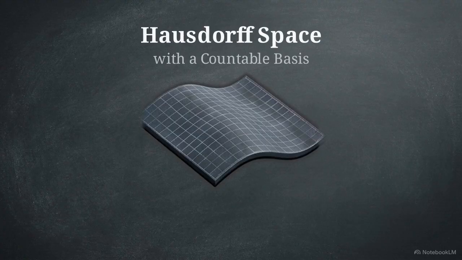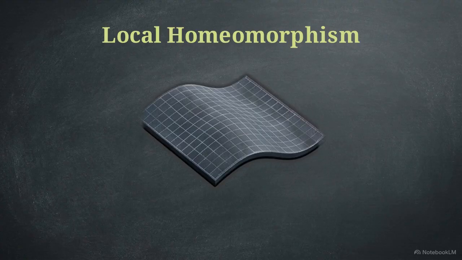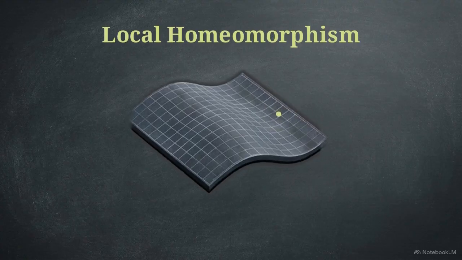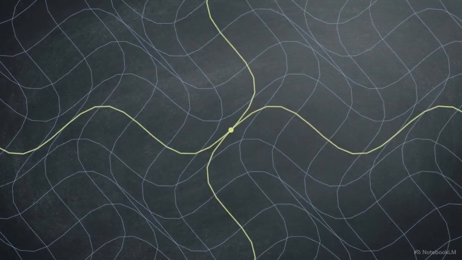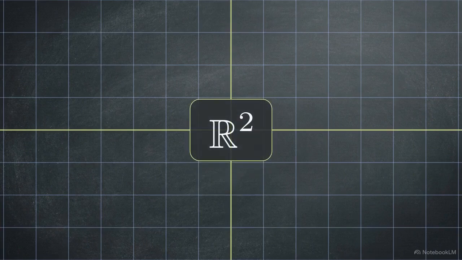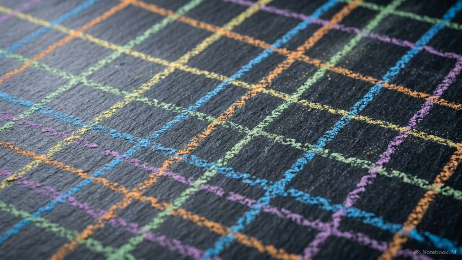In topology, a surface is a Hausdorff space that has a countable basis, but the defining characteristic is local homeomorphism. This means that if you zoom in on any single point on the surface, its immediate neighborhood looks exactly like a flat, open subset of two-dimensional Euclidean space, R squared. That local property creates a global classification problem.